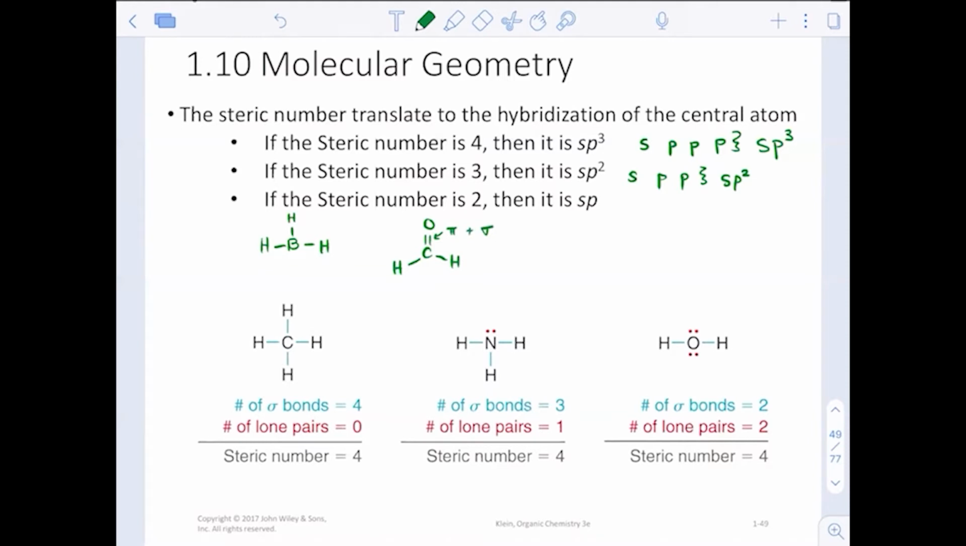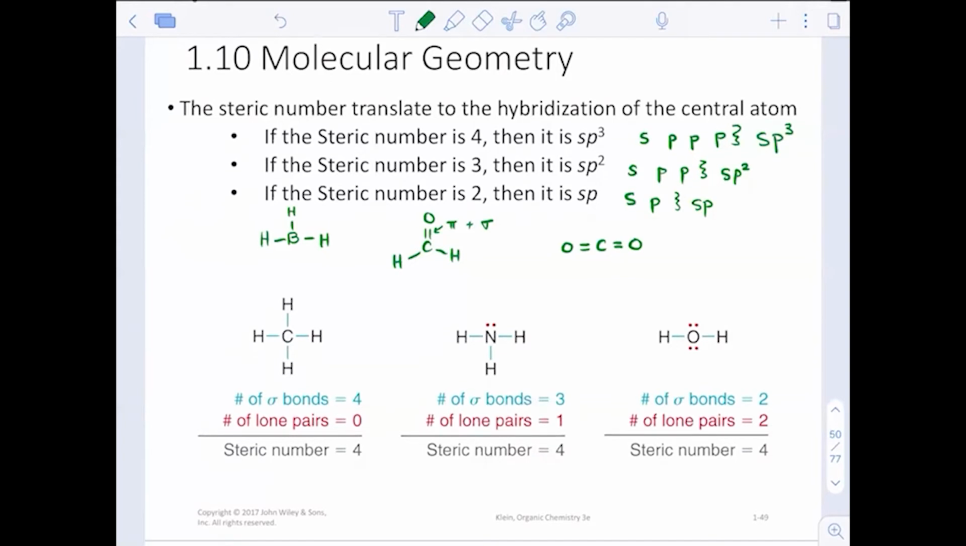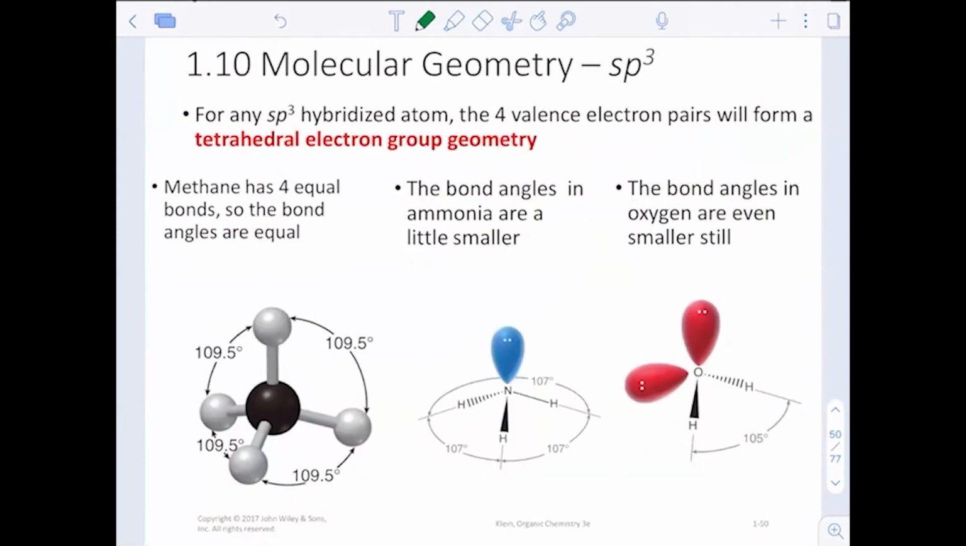Now if the steric number is 2, think about carbon dioxide. We only have 2 electron groups. We only need 2 atomic orbitals. sp hybridized for that central atom. So when we think about our geometries and our organization of all of these, hybridization is attached to the steric number. Also what's attached to that is the idea of bond angles, right?